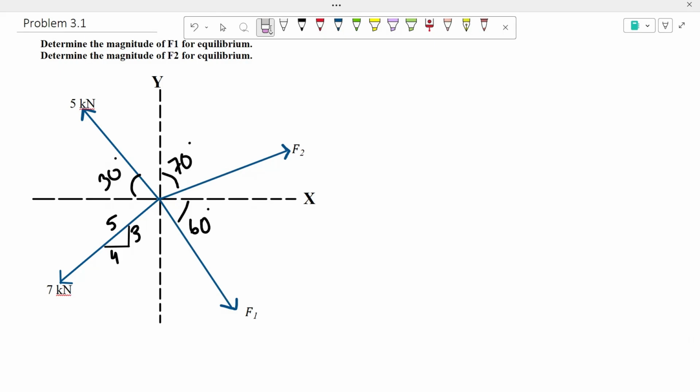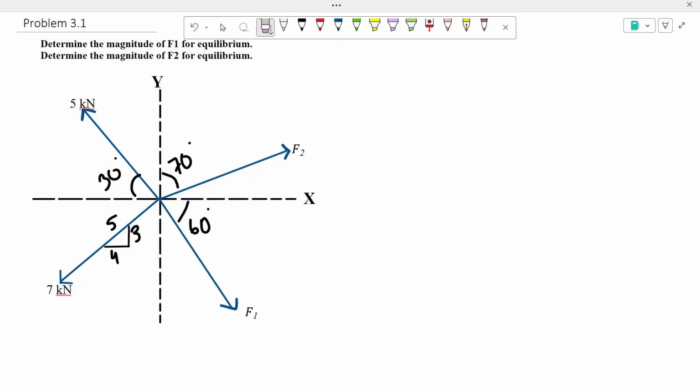Hello everyone, today we're going to be working on problem 3.1. This problem is asking us to determine the magnitude of f of 1, so it could be in equilibrium, and also to determine the magnitude of f of 2, so it could also be in equilibrium. So what we're going to do is just use the equilibrium equations to find f of 1 and f of 2.